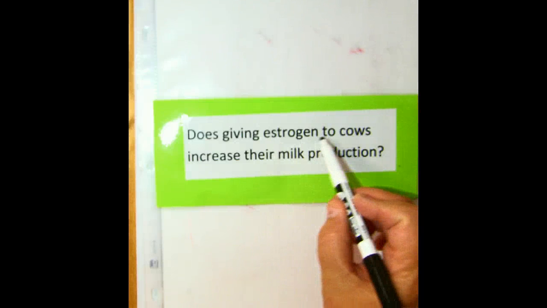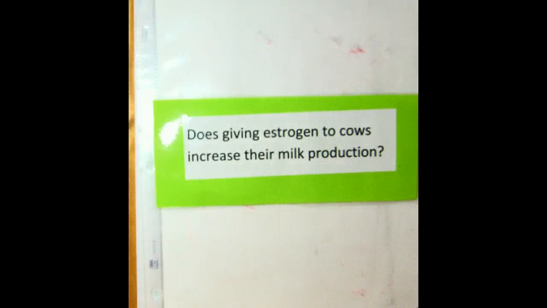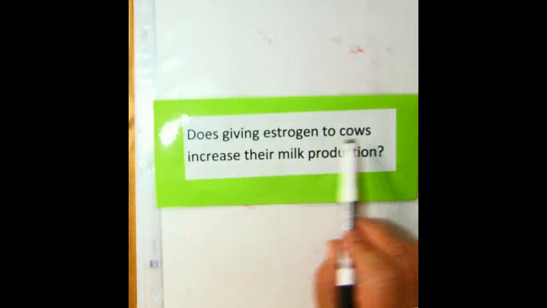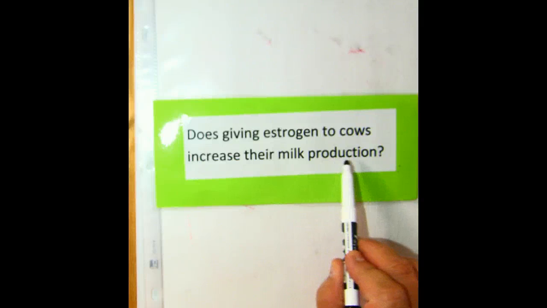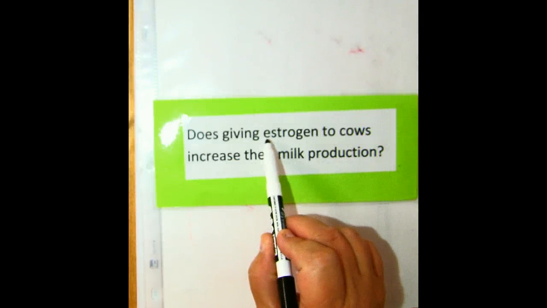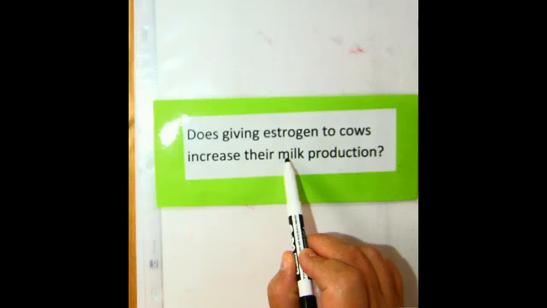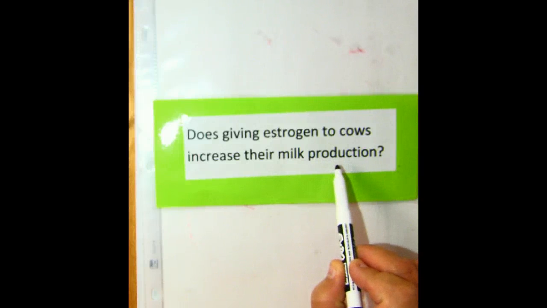And one of the things that a lot of students did was, when they first encountered the word estrogen, they thought, I have no idea what that means. And you're probably going to encounter those kinds of words on tests where you're not quite sure what it means. But you can look and see some clues in the sentence to help you understand what it means, okay? So it says, does giving estrogen to cows increase their milk production? So what you can assume is that estrogen has something to do with milk production in cows, okay?